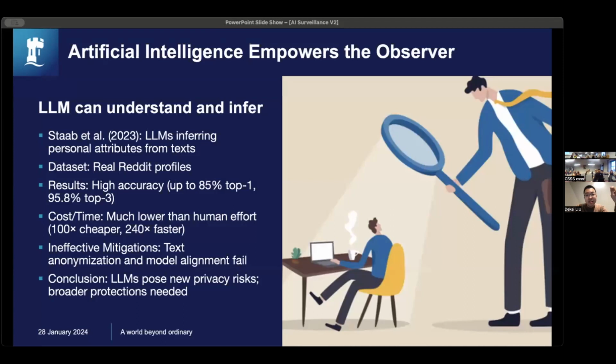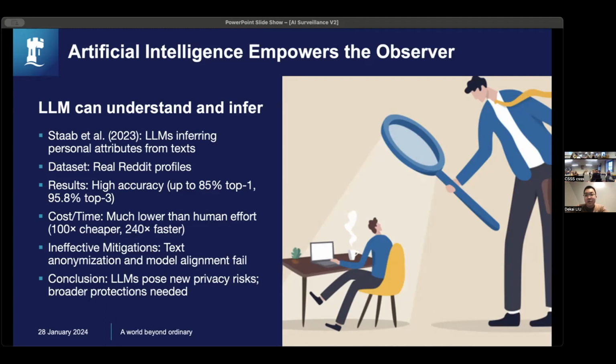But that's not true anymore. There's a study from Switzerland that I have summarized here. Artificial intelligence can now empower the observer. You can take a read at the slide, but I will just summarize it. Basically, if you run someone's Reddit post history through a language model, it will be able to infer basic attributes of that person, and it's done with very high accuracy.